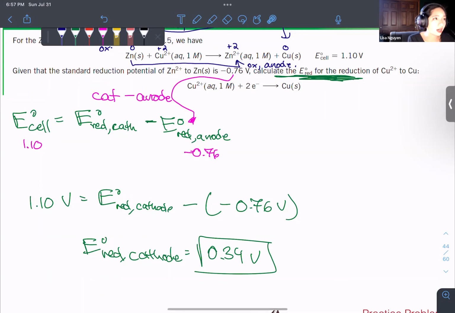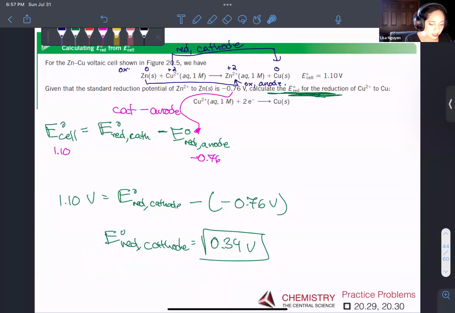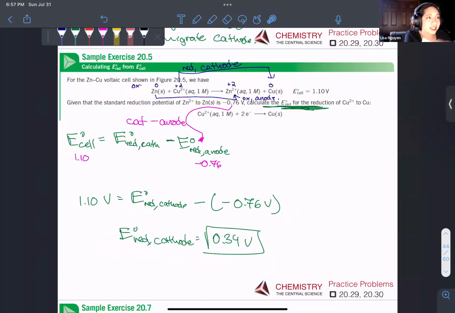Remember, these two table values are all in the reduction form, even though at the anode the substance is being oxidized. It's just by convention how this equation works. You want them both to be in the reduction form. Okay, so that one is kind of straightforward: given this information with E cell, figure out the missing piece for the overall reaction.